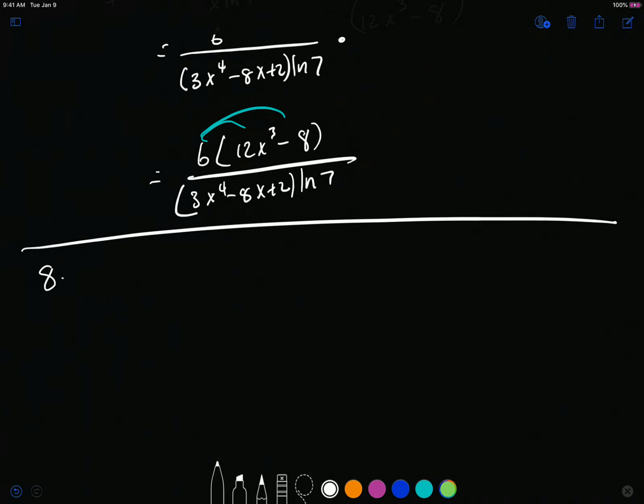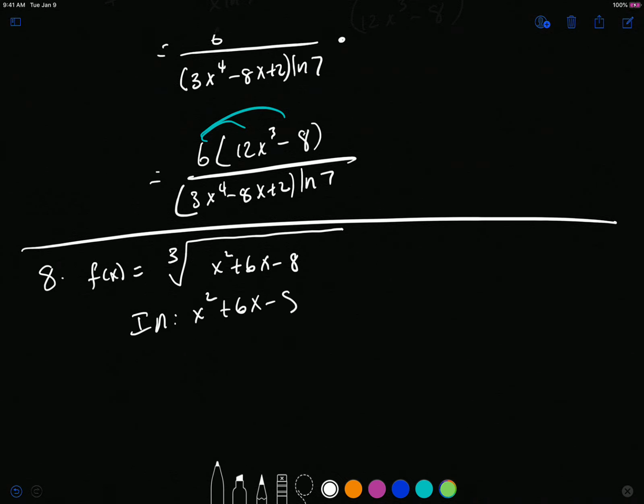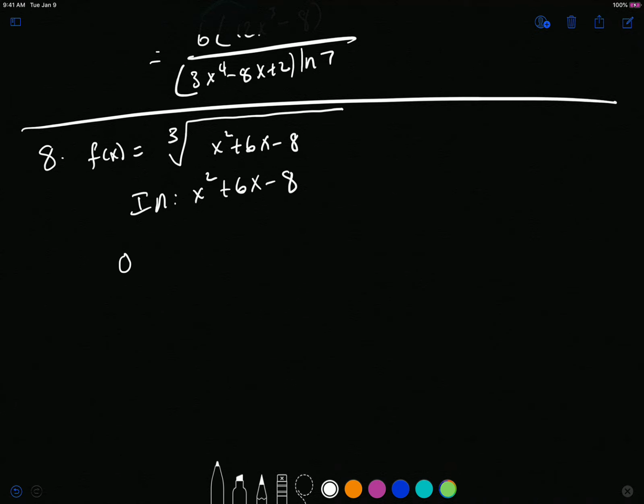For number 8, I have a function f of x equals the third root of x squared plus 6x minus 8. I don't need the parentheses around it, but it just helps you see that that's the inside function. The inside function is x squared plus 6x minus 8. The outside function is the third root of x. Can't take the derivative just yet, so that's x raised to the 1/3 power.